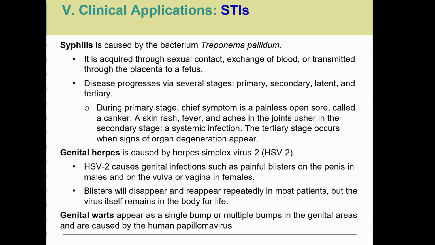But then we get to the ones that are viral. And so viral ones, if you have them, you generally are stuck with them. Things like genital herpes, this is caused by herpes simplex virus 2, sometimes also caused by HSV1 as well. But in either case, herpes in the genital region is going to show as painful blisters, whether that's on the penis or on the vulva or vagina for females, or the penis for males. These blisters will come and go, but the virus is there forever, typically.